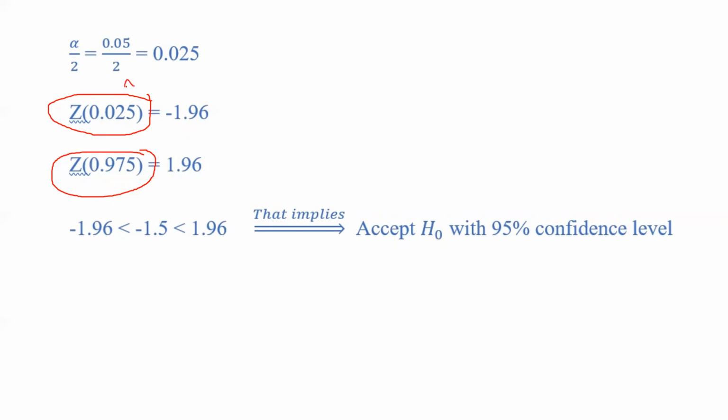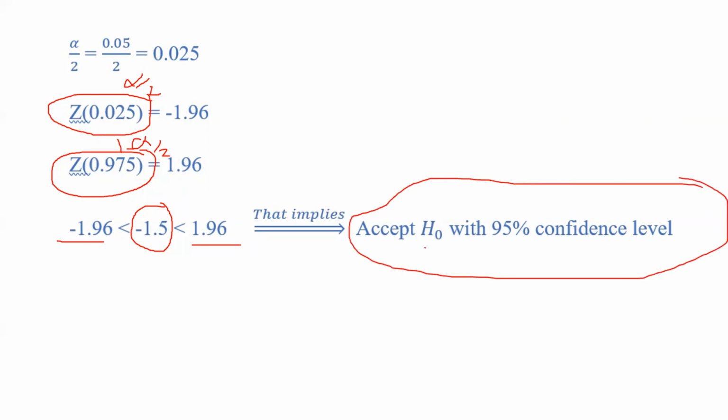So this part is alpha over 2. This part is 1 minus alpha over 2. What we should check is that, is this value between these two z alphas or not? If it is the case, then we should accept H0 because there is not enough evidence to reject it. So with 95% confidence level, we say that.